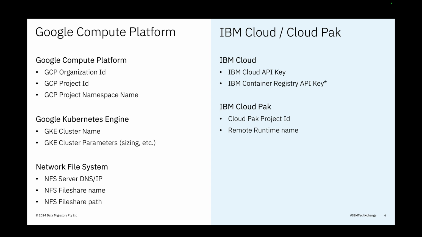You'll see there's an asterisk I've put next to that. It's a little bit uncertain at the moment what the mechanism is for you to get that. Right now you have to request that API key from IBM support. I believe that will change in the future. I'm not sure when, but as of the time of recording, November 2024, you still need to get that key from IBM support. Then in our Cloud Pak environment, we need a project ID, and we need a name that we will use to refer to the particular remote runtime we're going to establish on Google. So that's it. Let's get into it.